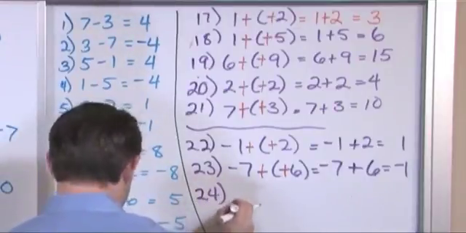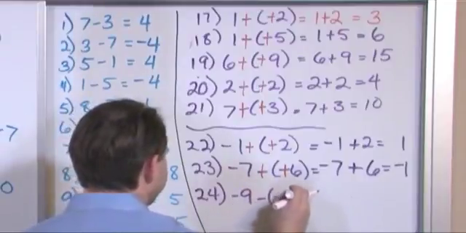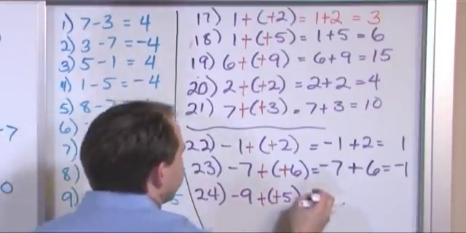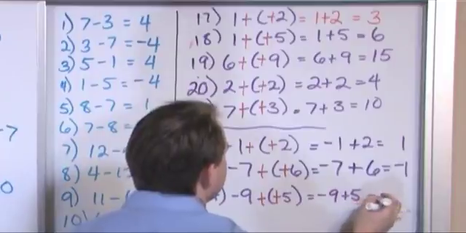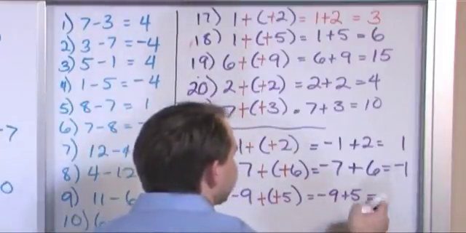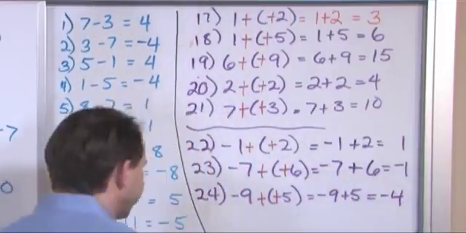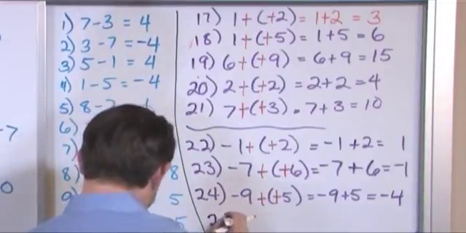24 is negative 9 minus negative 5. We're going to add the opposite here because those are right next to each other, and you're going to have negative 9 plus 5. And adding these guys together, you have opposite signs, so we're going to end up subtracting. 9 minus 5 gives us 4, and the sign comes from the larger absolute value, so we have negative 4 there. All right, and then 25.